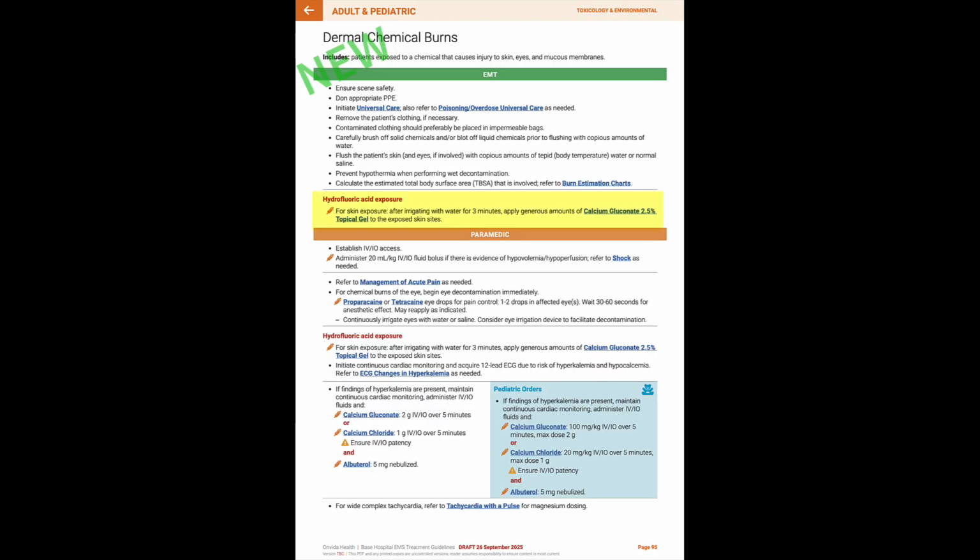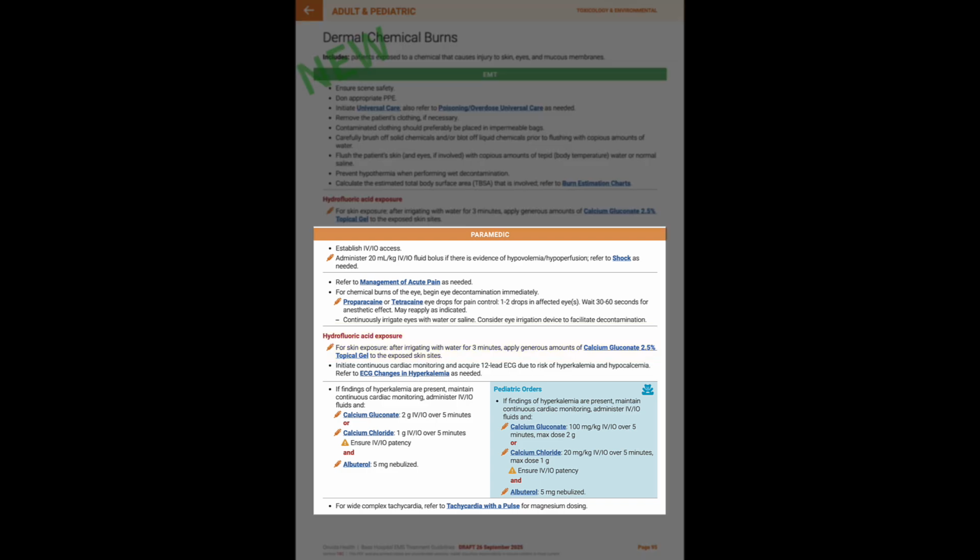For skin burns, if the substance is known to be hydrofluoric acid, the EMT can apply calcium gluconate 2.5% topical gel after 3 minutes of water irrigation. Paramedics, take note, this step also applies to you. The paramedic section expands care with IV or IO fluid resuscitation for circulatory support as well as pain control, including referral to the management of acute pain guideline.